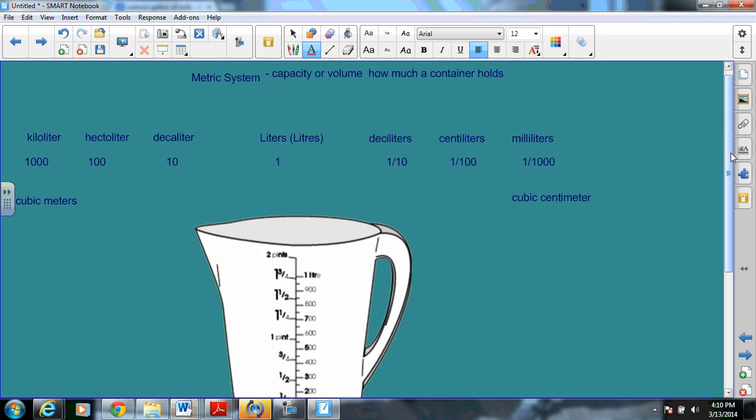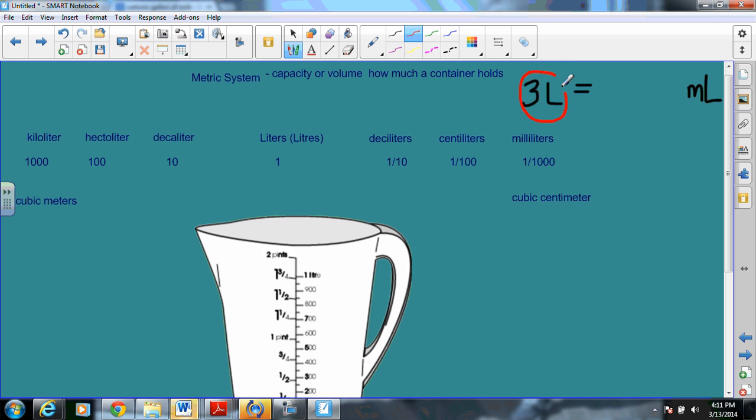Okay, so we talked about how we can convert or change liters into milliliters or kiloliters into liters. So for instance, if we had 3 liters and we wanted to know how many milliliters that was, just in case we wanted to compare, we would use this conversion chart to help us. It says that right here, 3 liters.